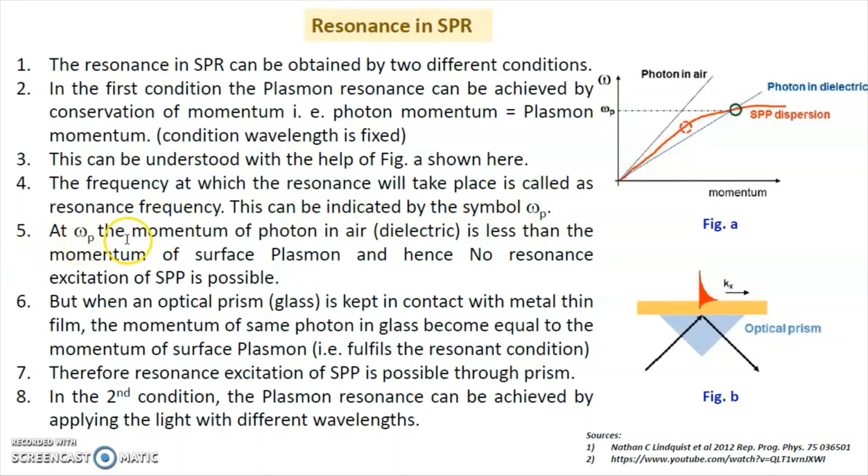At this frequency, the momentum of photon in air is less than the momentum of surface plasmon, and hence no resonance excitation of SPP is possible. At this frequency, if you see, the momentum of photon is higher than the momentum of plasmon, and therefore no resonance takes place.